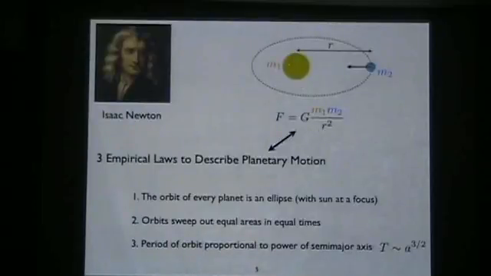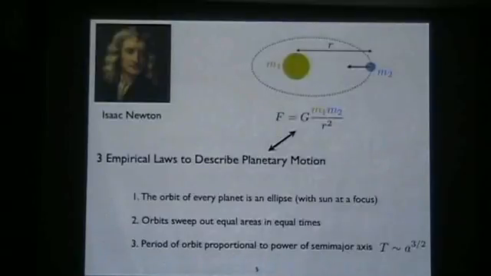He said if you have two massive bodies, say the sun and the earth, the sun has mass m1, the earth has mass m2. They attract each other with a force that's proportional to the masses of the two bodies and inversely proportional to the distance between them squared, with some coefficient that we now call the Newton constant. And based on this simple idea that there is a force between massive bodies, Newton was able to essentially derive all of the empirical observations of Kepler.